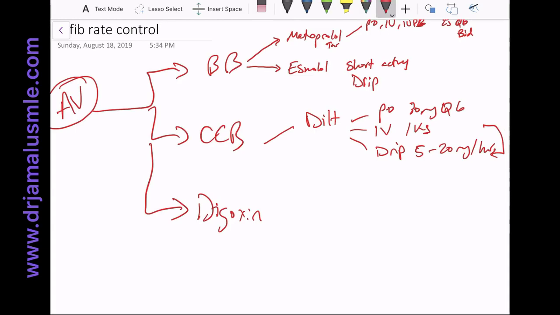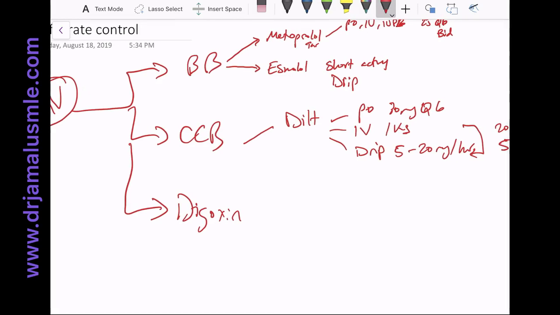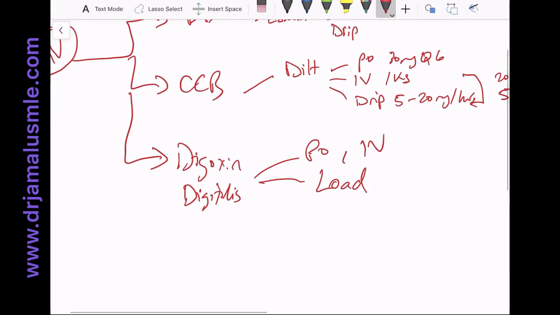The other medication that we can use is Digoxin, also known as Digitalis. Some people call it Lanoxin. The good thing about Digoxin is that it can be given PO and IV. Digoxin needs to be loaded. And one other thing that you have to know about Digoxin is that it has a narrow therapeutic index. So always make sure that you check the creatinine.